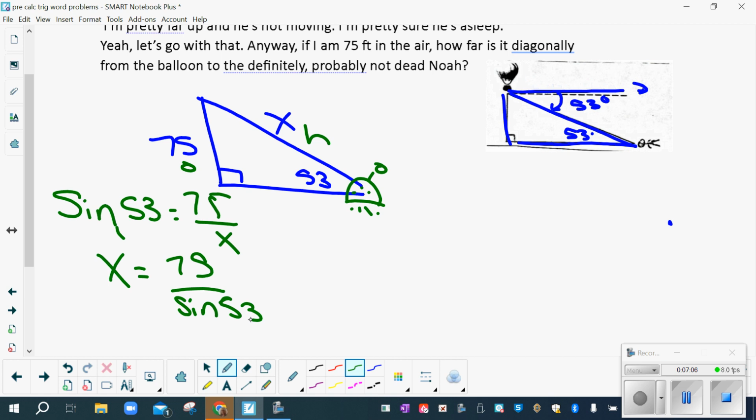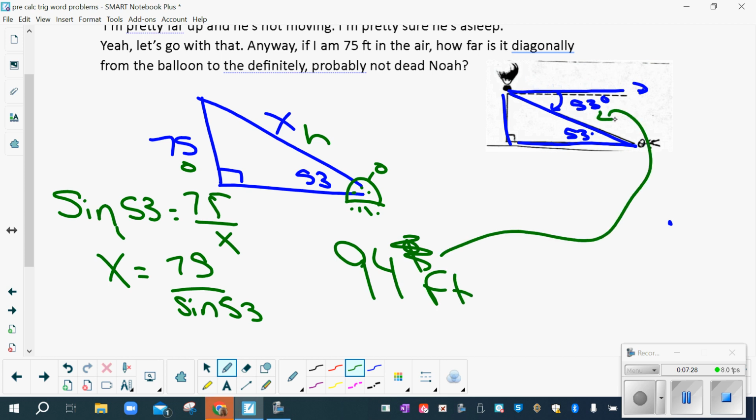So I am putting this in my beautiful pink calculator. 75 divided by sine of 53. I'm making sure I'm in degrees. I'm getting about 94 feet. Does that sound good? So 94 feet, not degrees, 94 feet from me to the dead Noah. Okay, let's try the next one.